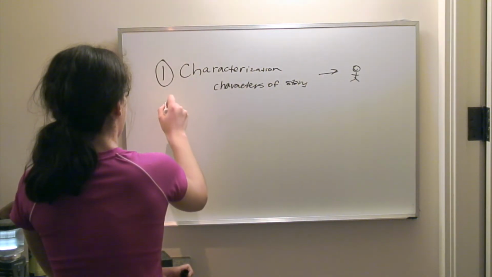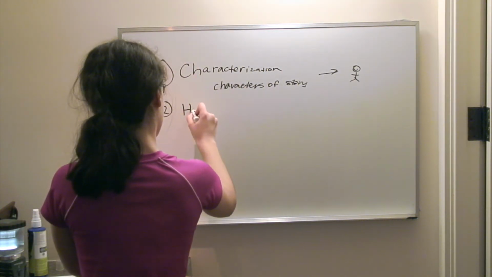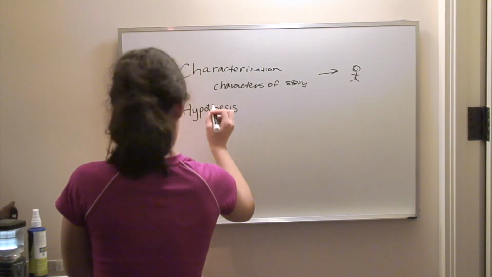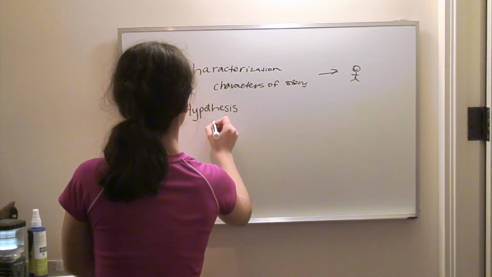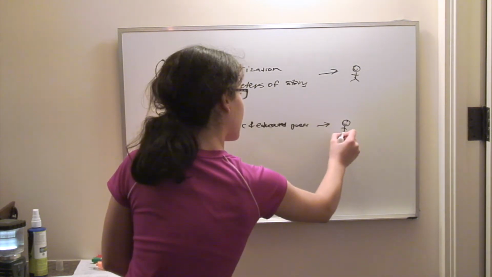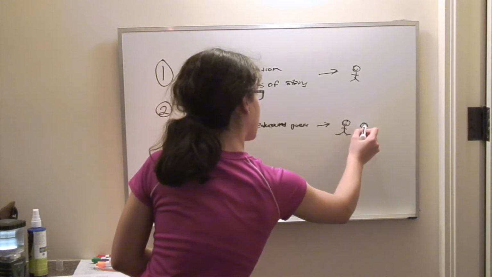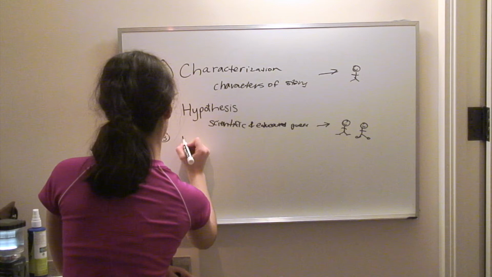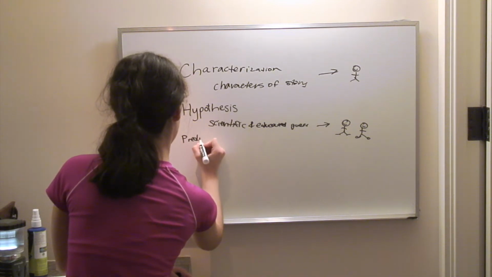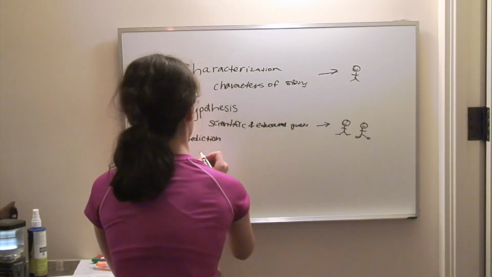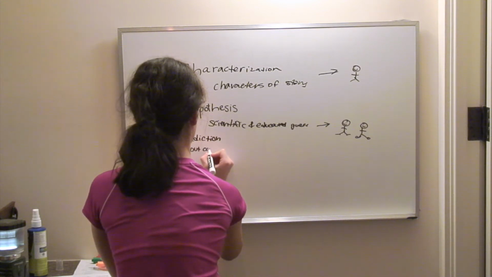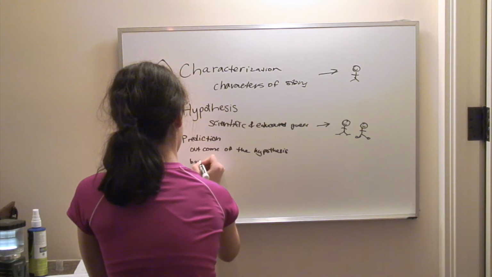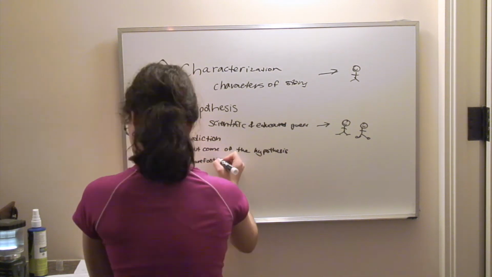The second step is the hypothesis. That is a scientific and educated guess. For example, the barefoot will run faster than the shoes. The third one is prediction. That is the outcome of the hypothesis. For example, the barefoot will run faster because it is lighter than with the shoes.